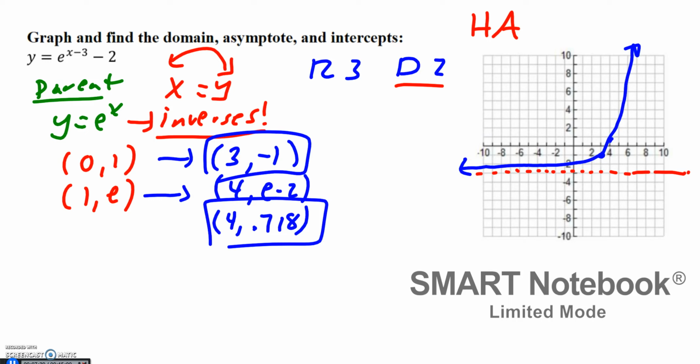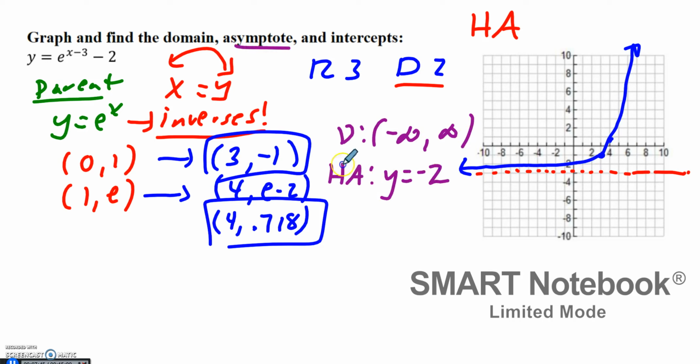And so if I wanted to answer the questions again now that I have my picture, the domain of my exponential function goes all the way from the left to the right. So it's -infinity to +infinity. My horizontal asymptote would be at y equals -2.